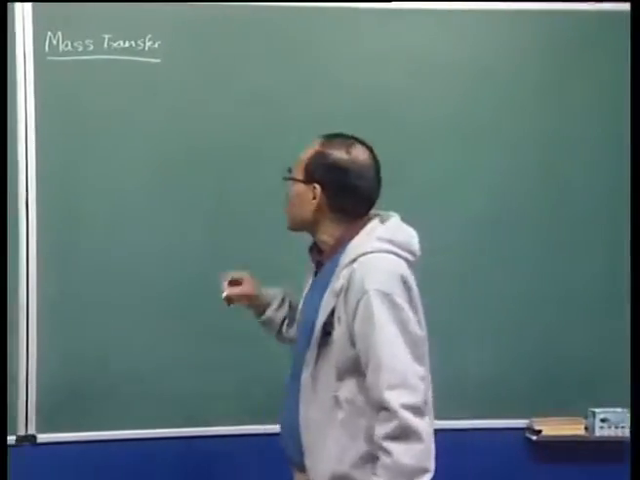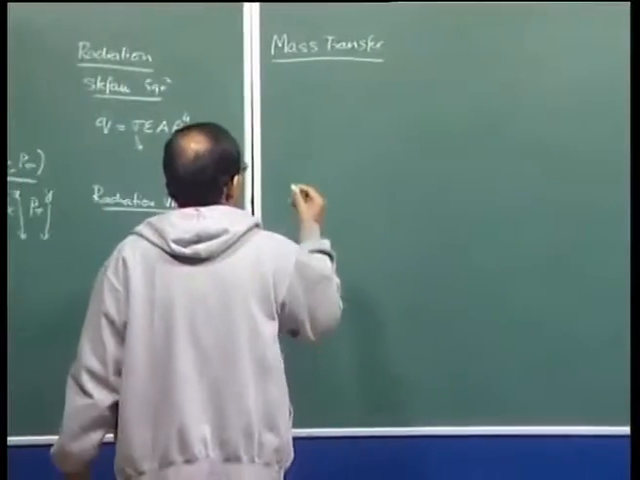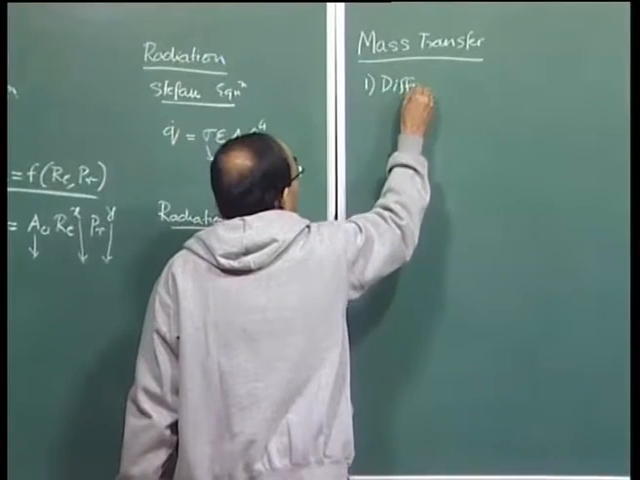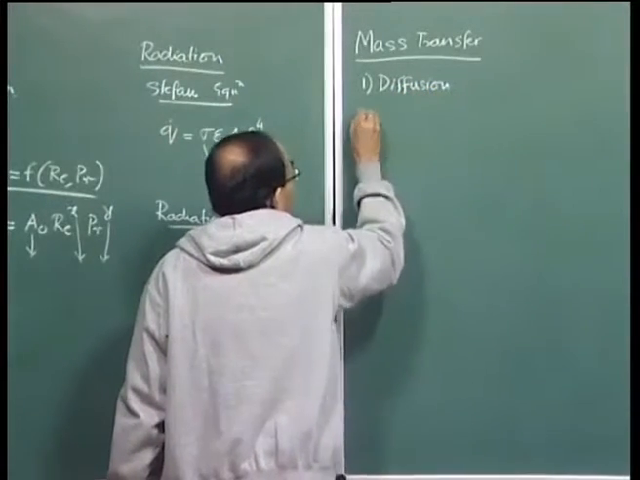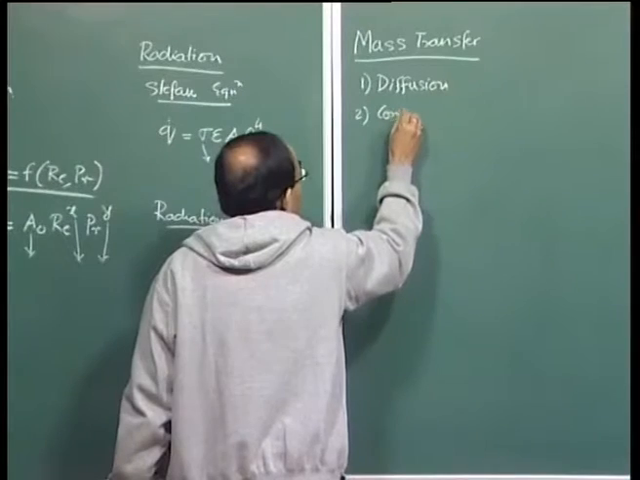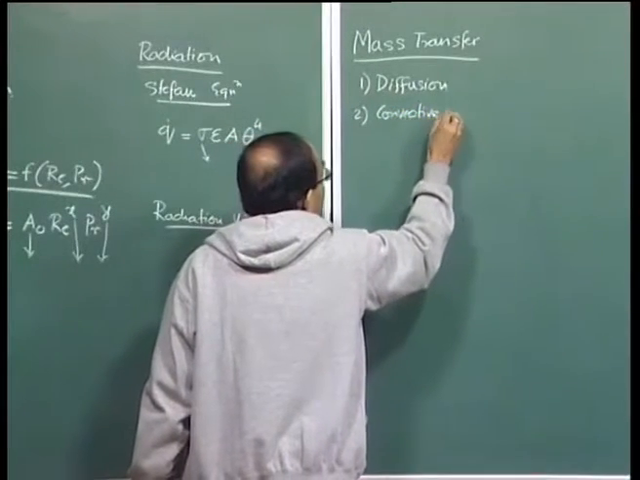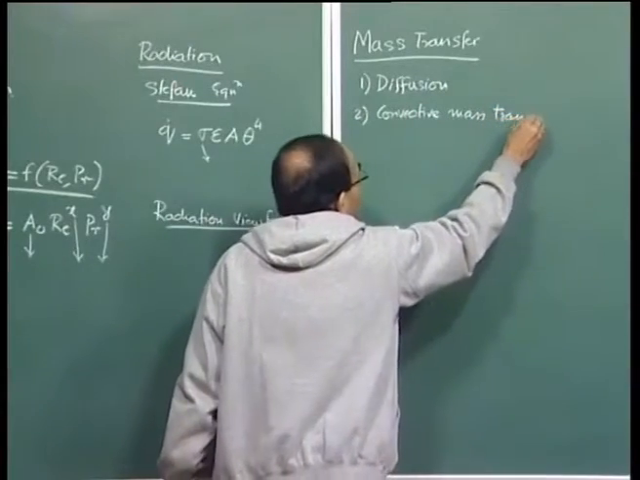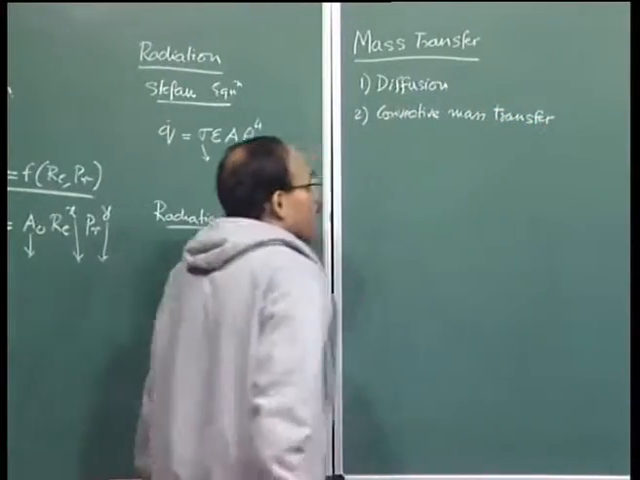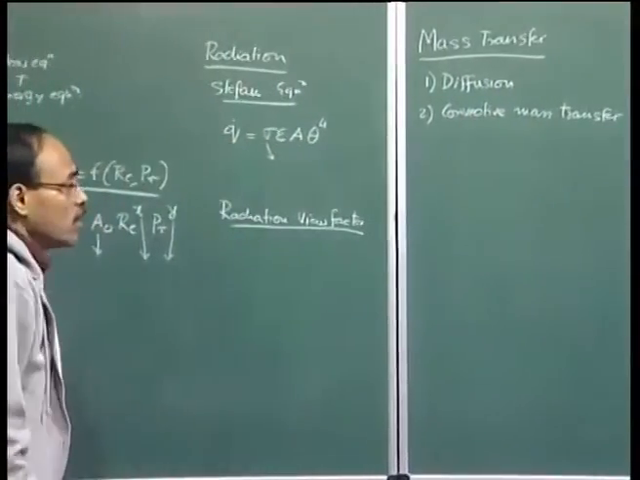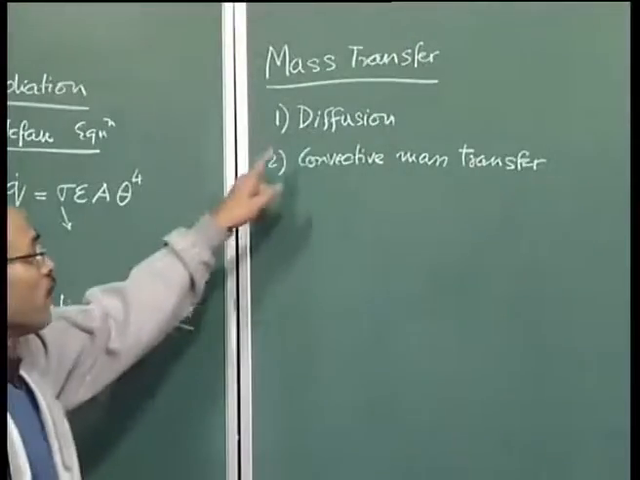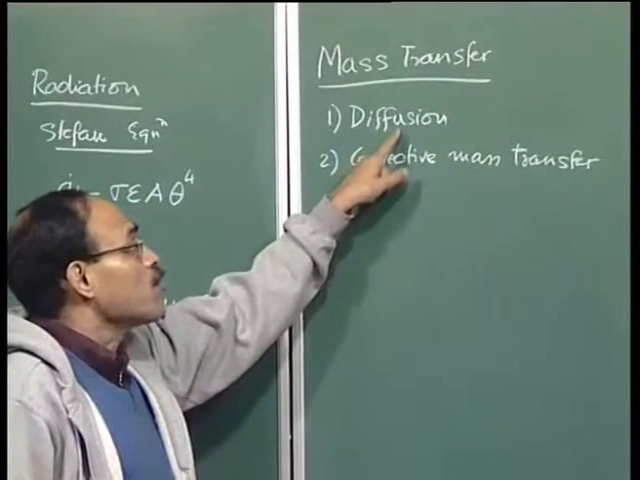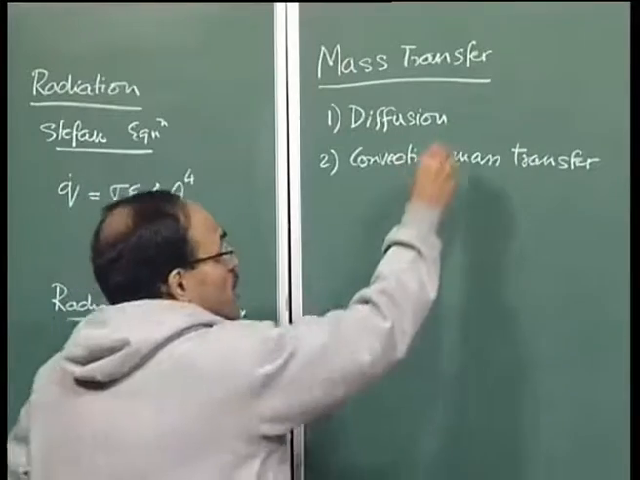Now the phenomenological law of mass diffusion. So again we have diffusion as the mass transport mechanism, and convection, convective. There is one-to-one similarity between mass diffusion and heat conduction. So we had Fourier's law in heat conduction. For diffusive mass transport, we have what is known as Fick's law.